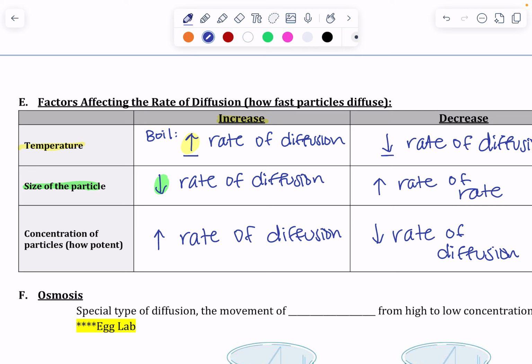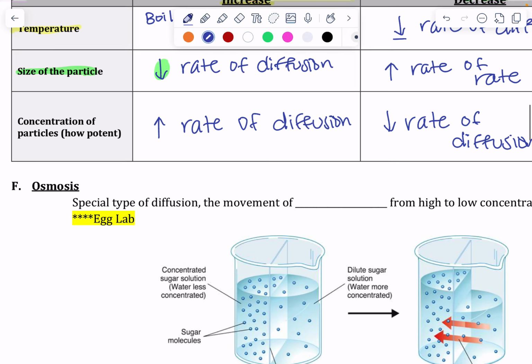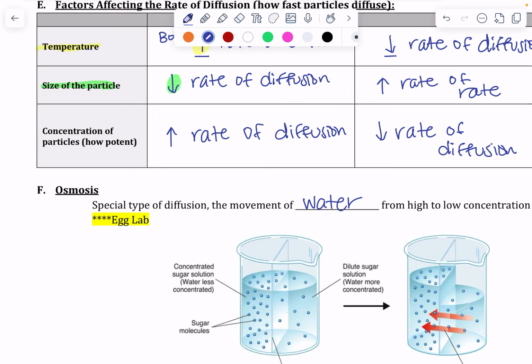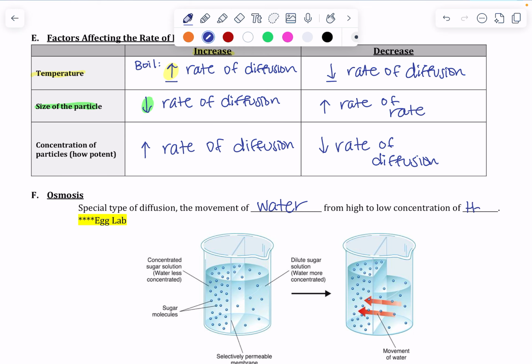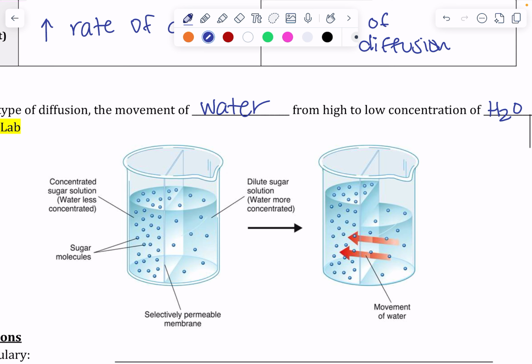All right. Moving on, I did mention osmosis a little bit in the previous table. Osmosis is the movement of water from high concentration to low concentration of water, not of solute. So this is like the egg lab. We are putting the egg in different concentrations of different types of solutions, and you're seeing the effects of that on the egg size. This is because the water is moving either into the egg or out of the egg.